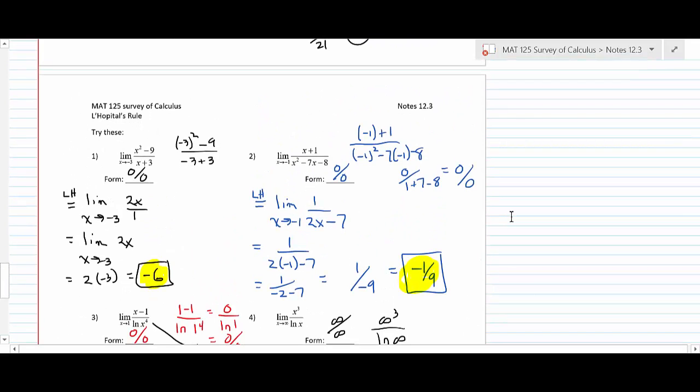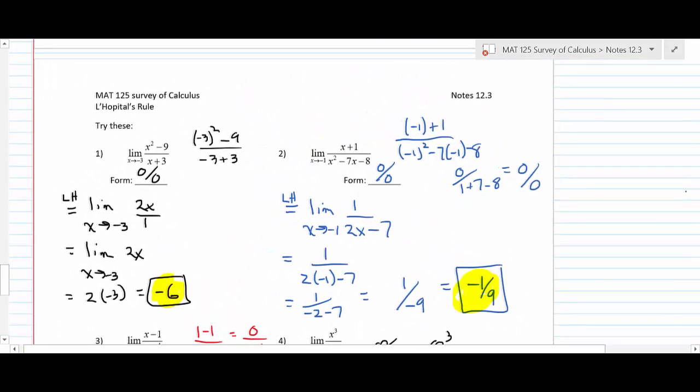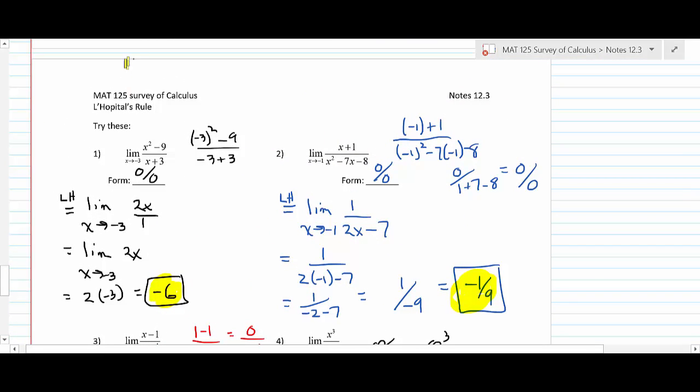I want to just sort of go through what I've got up here. The first one's a 0 over 0 limit, and when you take the derivative of the top, you get 2x. The derivative of the bottom is 1, so you end up with the limit of 2x, and you plug it in, you get -6. 2 times -3 is -6. Anybody have any question about that one? Sometimes they're real simple. It all just depends on how complicated the derivatives are.